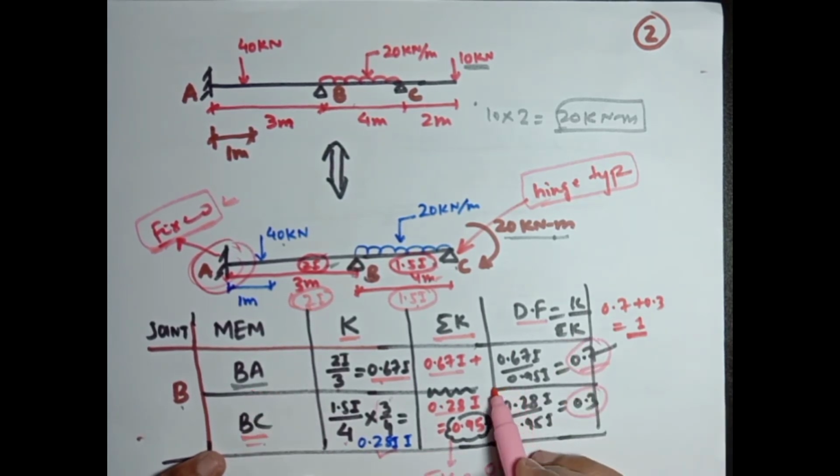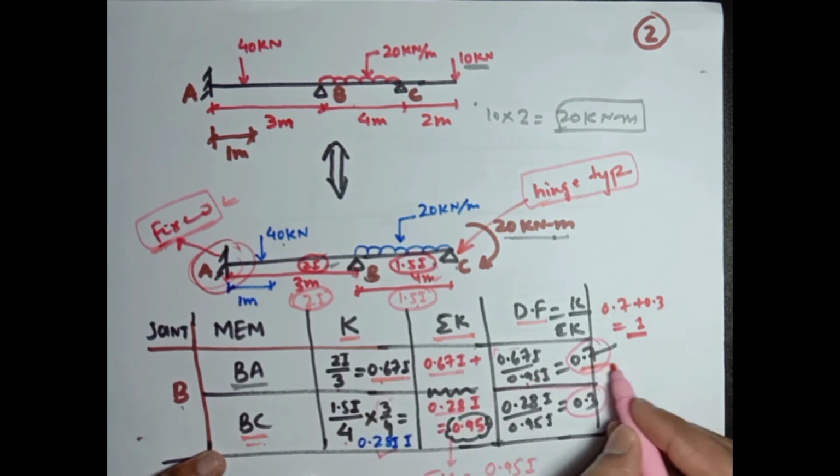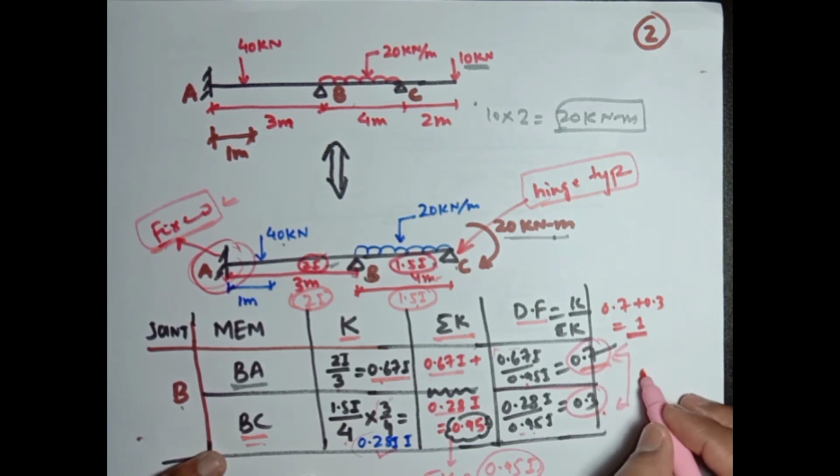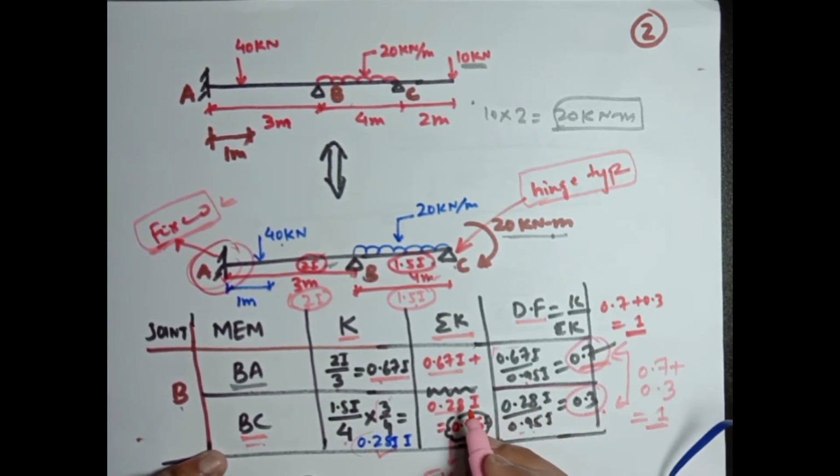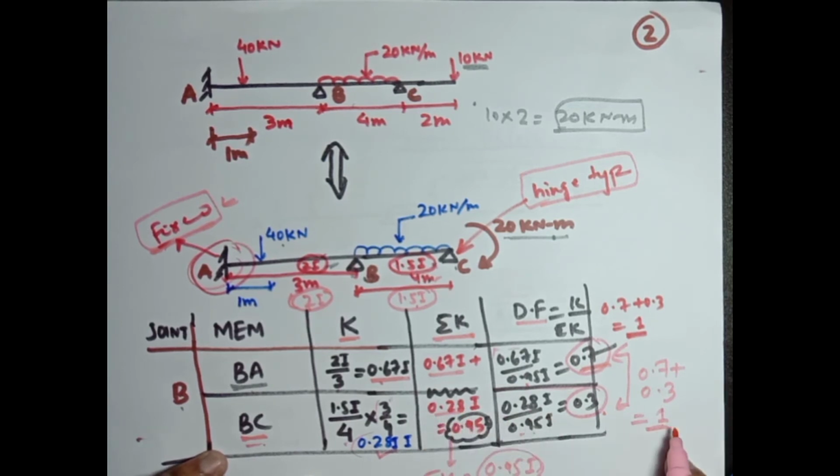For member BA, the stiffness we have calculated is 0.67I divided by 0.95, and the value is 0.7. For member BC, the stiffness is 0.28I, and we divide it by the total stiffness 0.95. 0.28I divided by 0.95 will give a distribution factor of 0.3. So the total distribution factor will be 0.7 plus 0.3 equal to 1. Summing the distribution factors at any joint will always give a unit value.